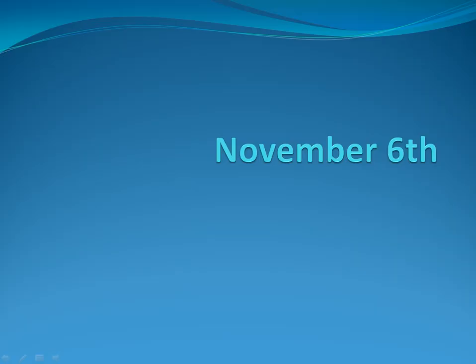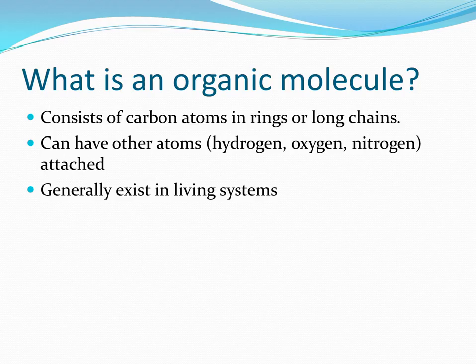Today's lesson is an introduction to organic chemistry and alkanes. Organic molecules are any molecules that consist of carbon atoms in rings or long chains. They will often have other atoms, such as hydrogen, oxygen, and nitrogen, attached to them. Organic chemistry is the branch of chemistry dealing with these carbon-based compounds.